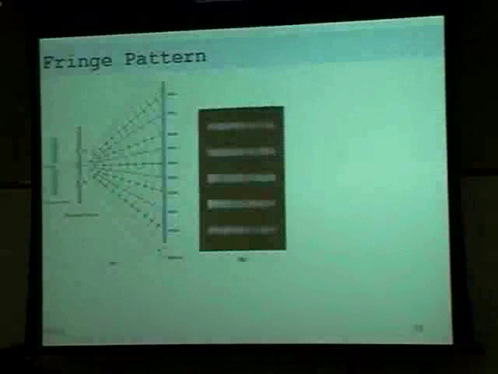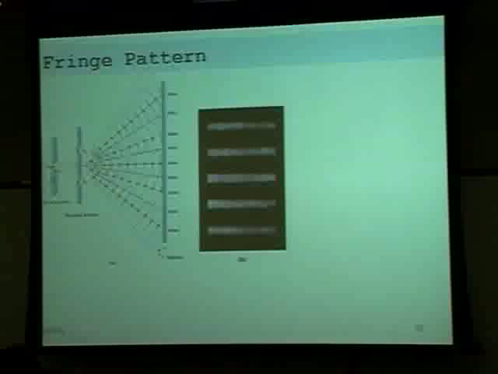So it might look something like this. Here we've got our original source, creating two sources here that are monochromatic and coherent, and they interfere, and we get a pattern of alternating bright and dark areas.